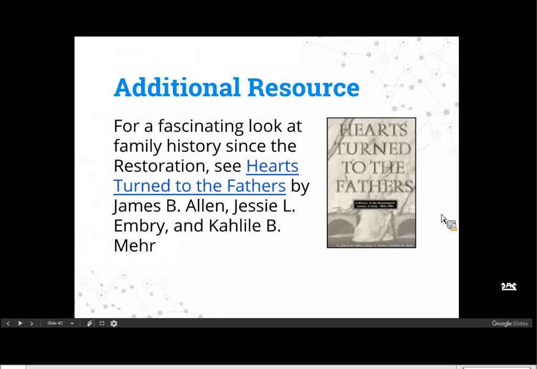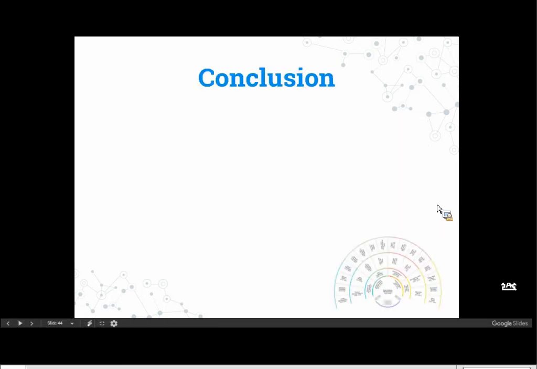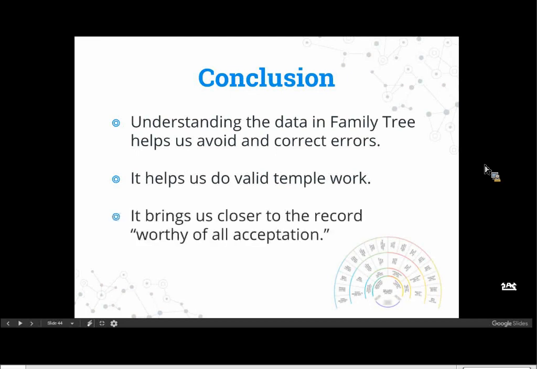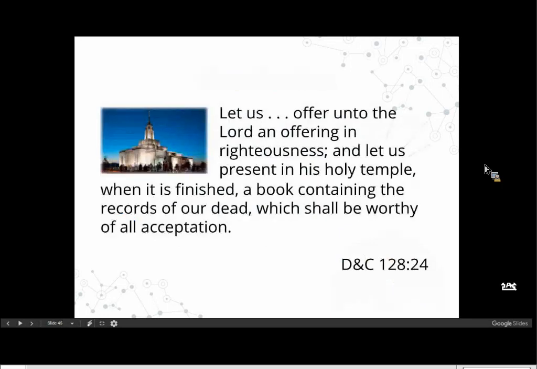So in conclusion, understanding the data in Family Tree helps us avoid and correct errors. It helps us do valid temple work, and it brings us closer to that record worthy of all acceptation. And here's that scripture in the D&C. And I know that this day will come. There will be a day when this record will be presented to the Lord of all of our temple work, our temple ordinances, and our kindred dead. And so I'm just so excited that all of us get to play a part in preparing that book and redeeming our loved ones on both sides of the veil.